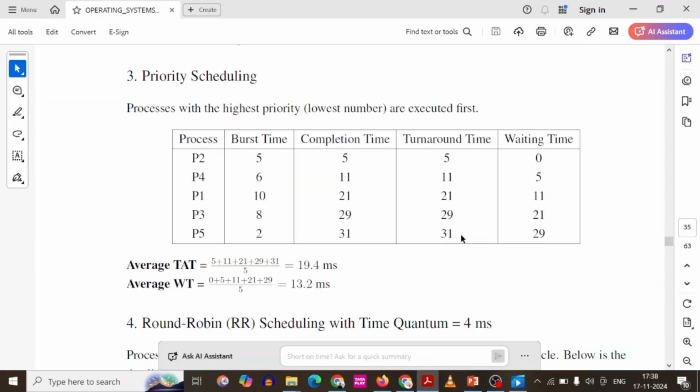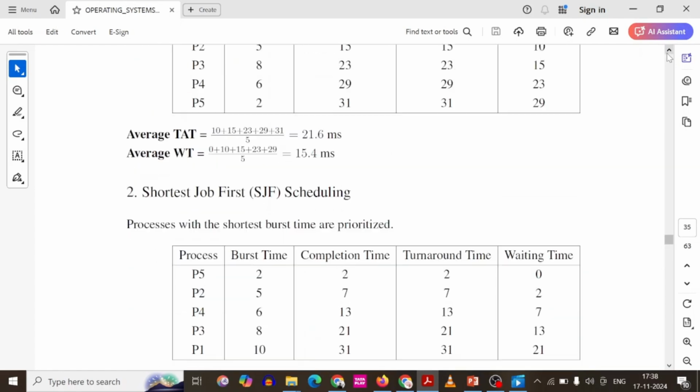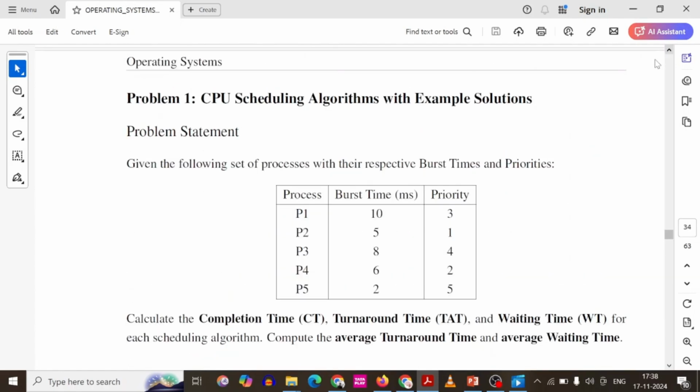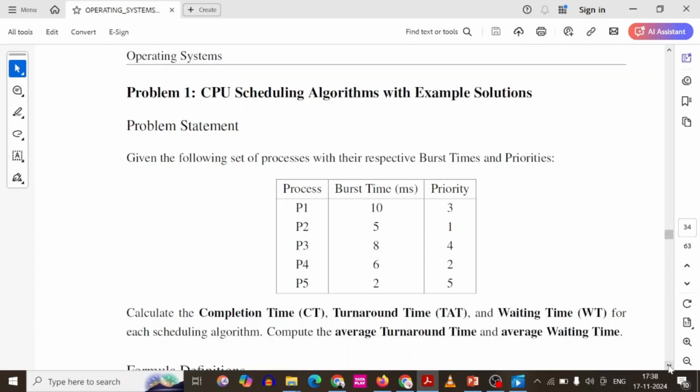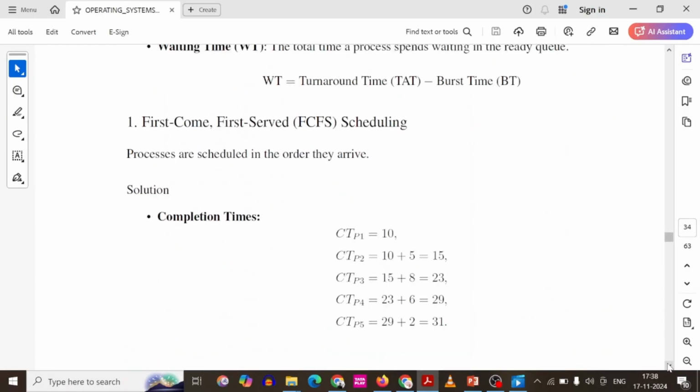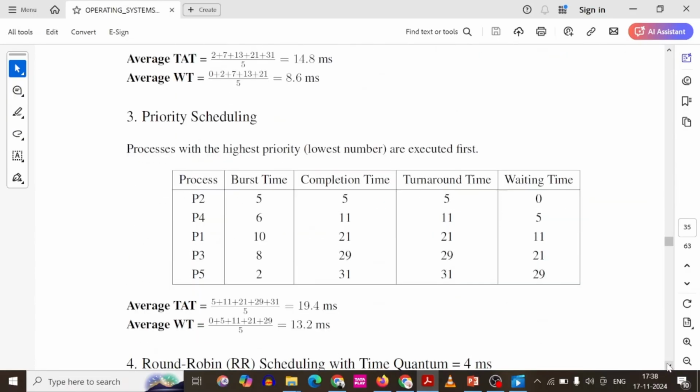So in priority scheduling, the process with the highest priority, that is the lowest number, is selected first. If you go back to the question, here we have been given the priorities. The lowest number is 1, which is process 2, the second priority is P4, the third priority is P1, the fourth priority is P3, and the fifth priority is P5. So in this order, the burst time is selected depending upon the priority. That is called priority scheduling.